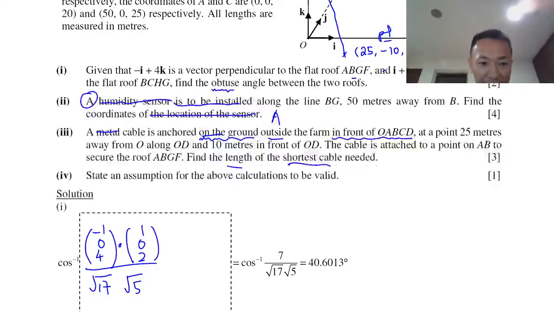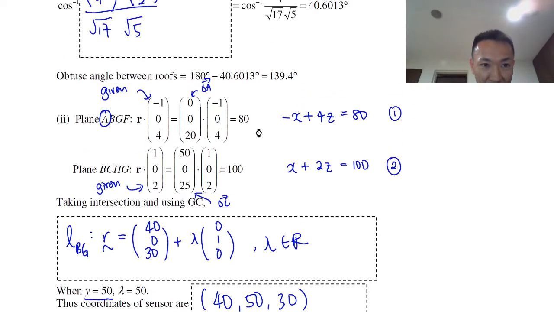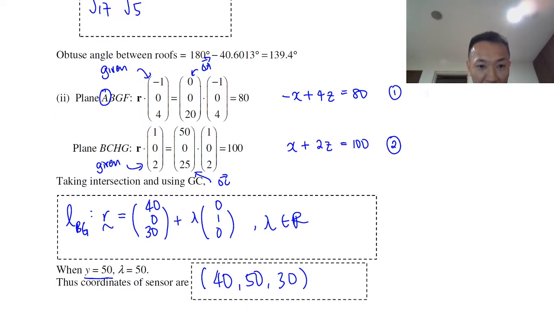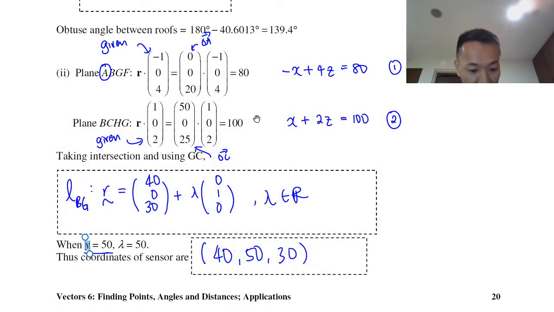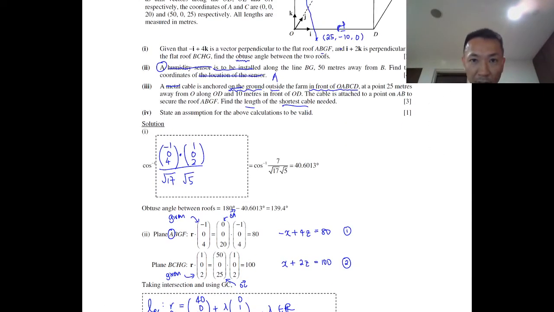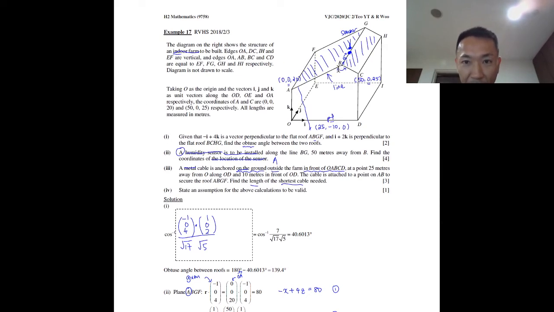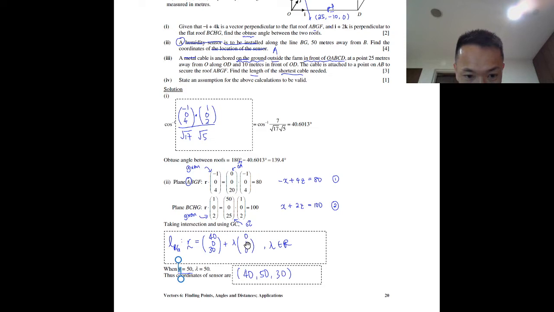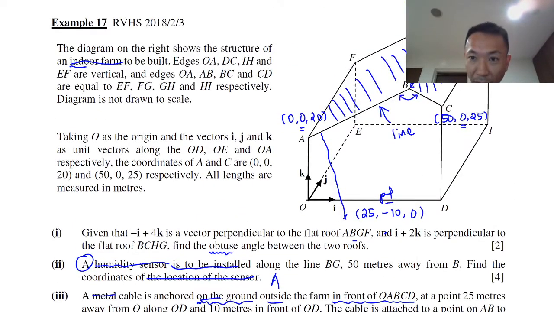Why? Because earlier, maybe I go back here, you have already found this is the line BG. B is the point where the Y coordinate is 0. So you substitute Y equals 0, then you get lambda equals 0, so you get 40, 0, 30. I repeat one more time: B is the point where the Y coordinate is 0. So B has coordinates 40, 0, 30.